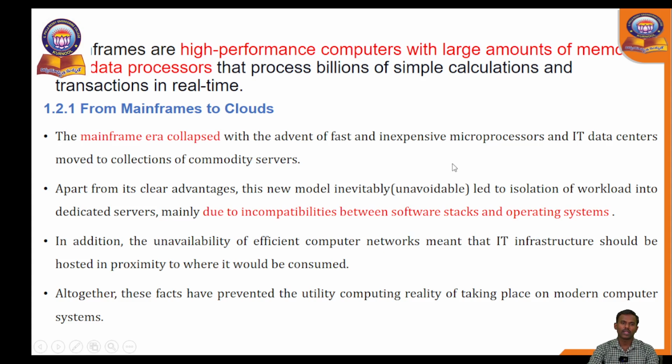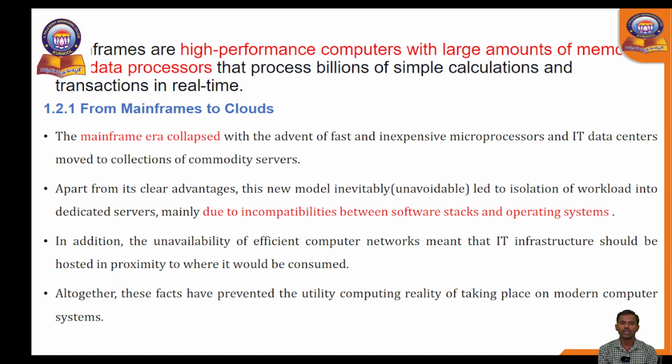First one is the mainframes. So what changes have occurred from mainframes to clouds? First we'll see the definition of mainframes. Mainframes are high performance computers with a large amount of memory and data processors, that process billions of simple calculations and transactions in real time. So mainframes have the capacity of performing large numbers of instructions and transactions in less time, in real time. That is the definition of the mainframe.